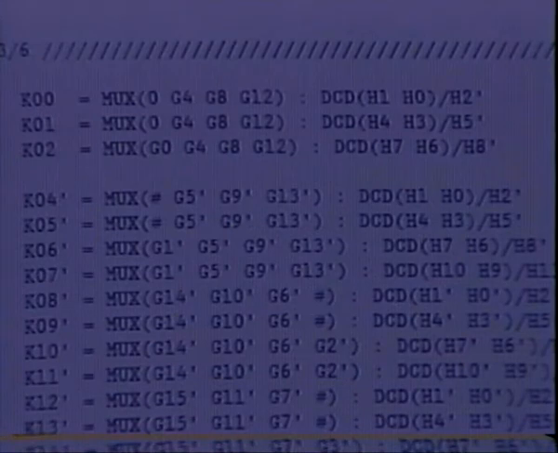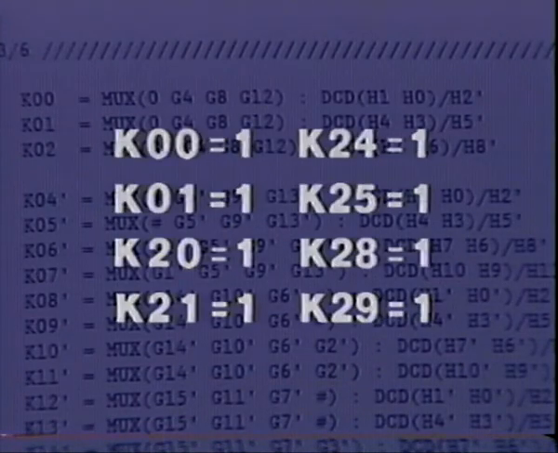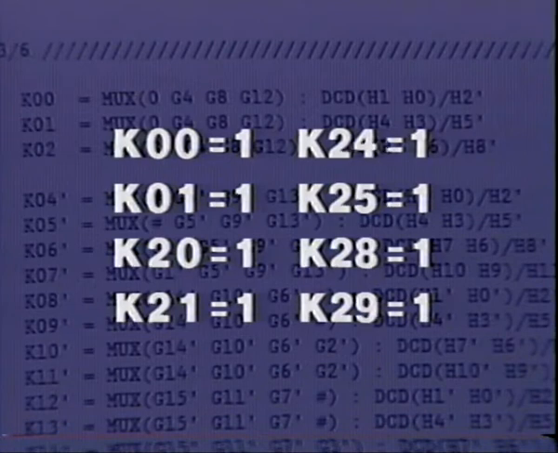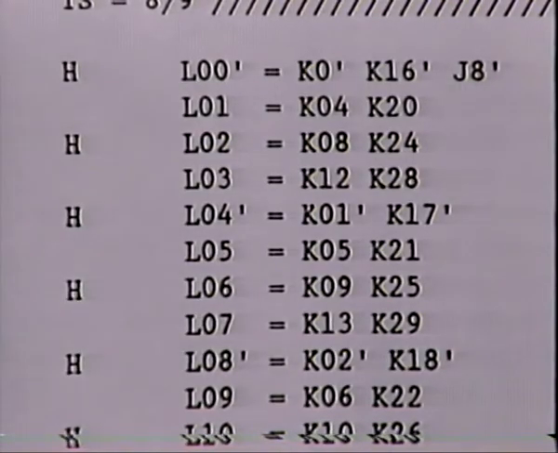If we go through the rest of the applicable K terms, we find that K0, 1, 20, 21, 24, 25, 28, and 29 are all valid. Looking through the Boolean, we see that the K terms make the L terms. L terms are generated by simple 6-4 gate H chips. All the inputs must be valid for the true output pin to be a 1.